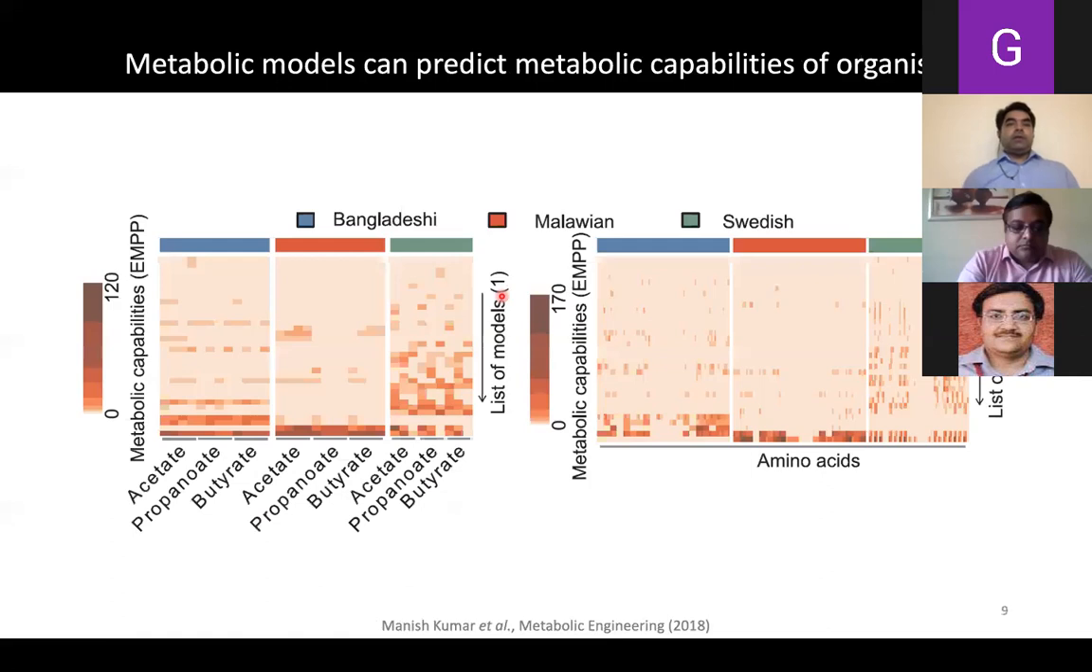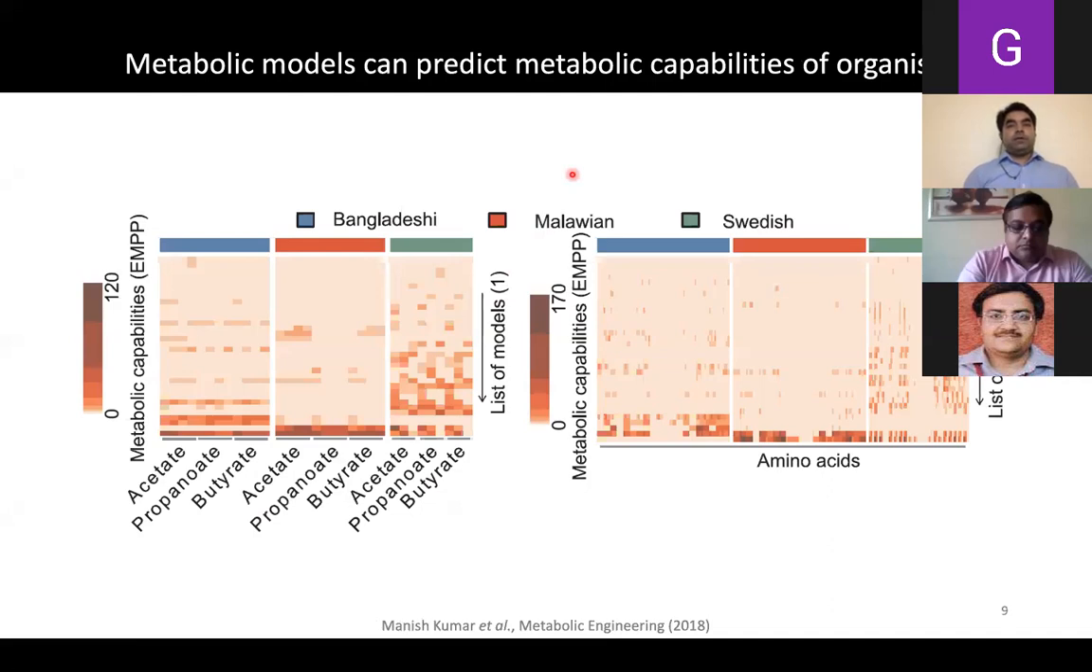Another vital application of metabolic models is to predict the metabolic capabilities of microorganisms. Here, I want to highlight why models are critical tools to examine the metabolic capabilities, because not all bacteria are cultivable in the laboratory. Metabolic models provide this advantage to predict what these bacteria can consume or produce without growing them in the lab.